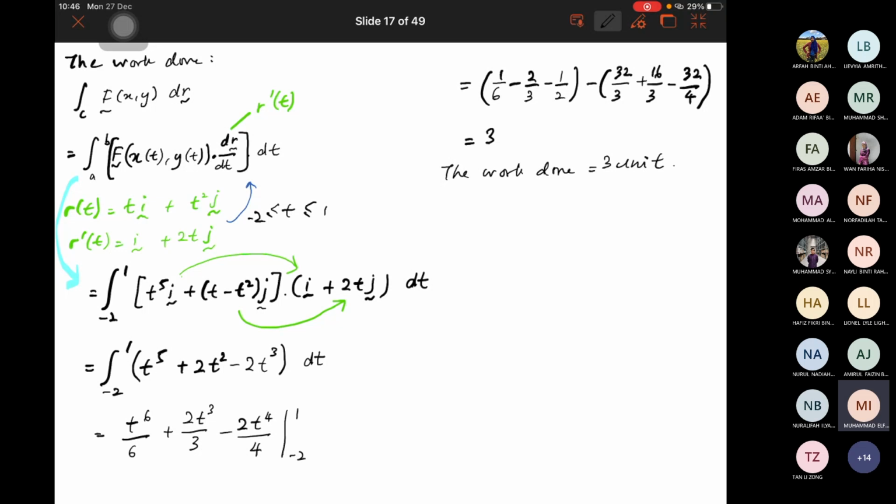Satu per enam tu tolak dengan 2/3 tu, ke tambah? 1/6 tolak 2/3. Mana? Tambah. Okay, thank you. Salah type. Tapi woman always right. Tolak ah. Tambah betul lah. Tambah. Dapat Helen?